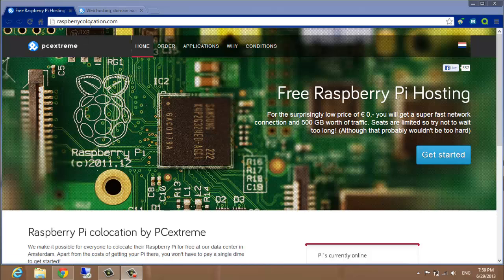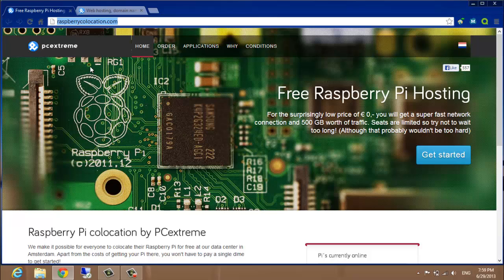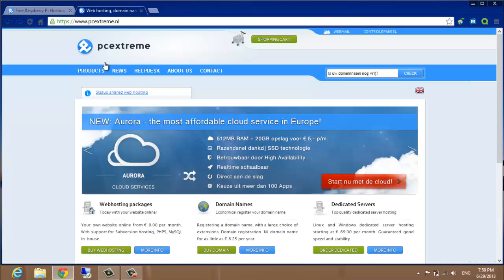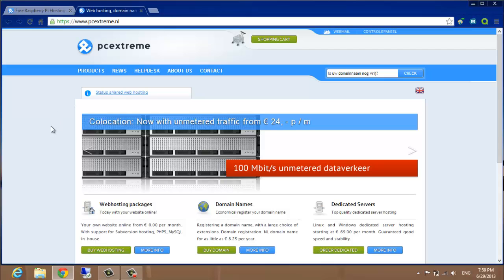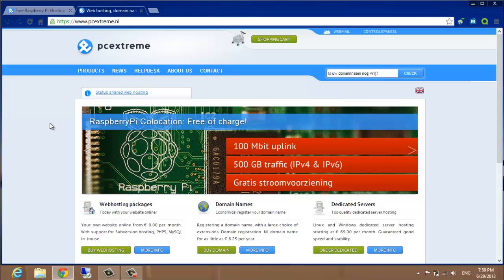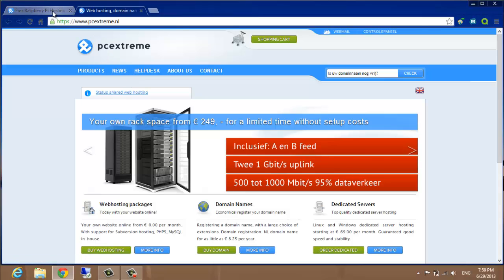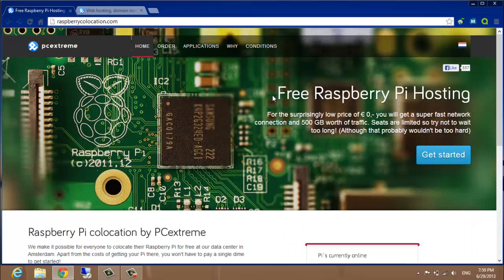So anyway, this is raspberrycolocation.com, and this is a really interesting concept that I've never really seen before. There's a company called PCExtreme, and they're a German or Dutch company, and they are web hosts: virtual private servers, dedicated servers, domain names, you know, the usual business. And what they do is they're offering free Raspberry Pi hosting with the only cost being you sending the Pi in.